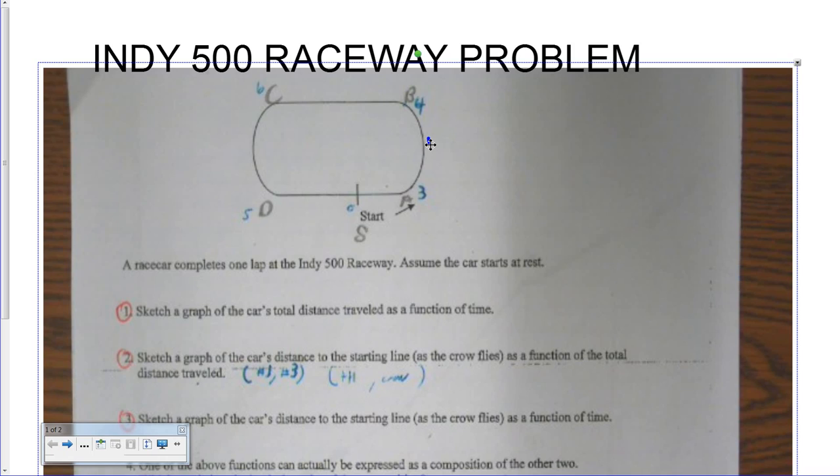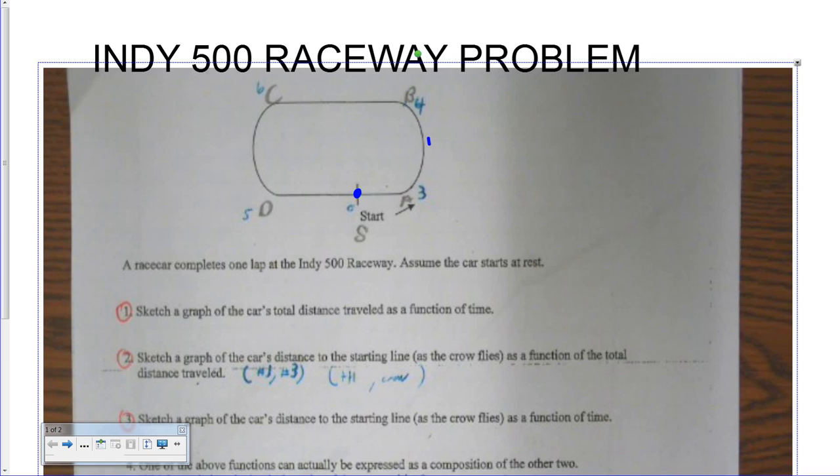Your job is going to graph this in terms of total distance as a function of time, and then the crow's distance based on time. And the crow's distance is where you're starting with a point at the starting point, and then you're flying to each of these points as you go through. So that would be the third question on this problem.